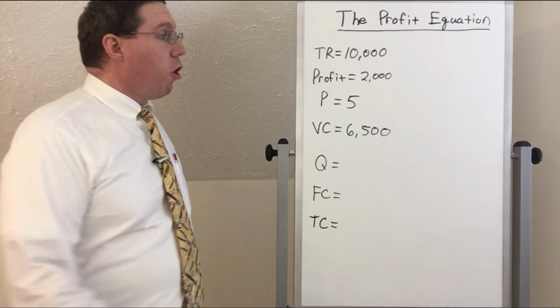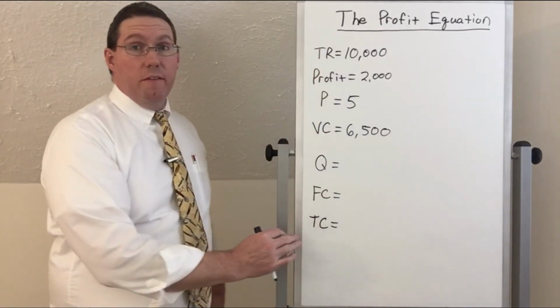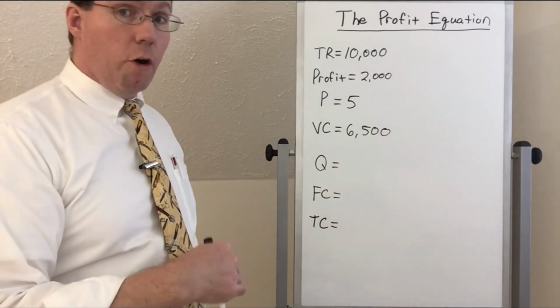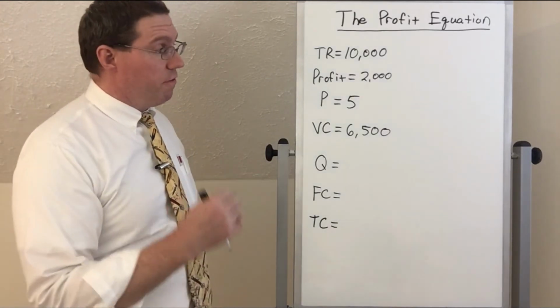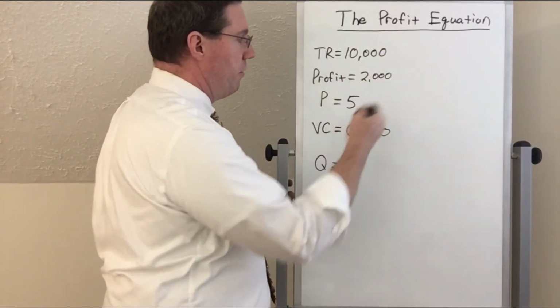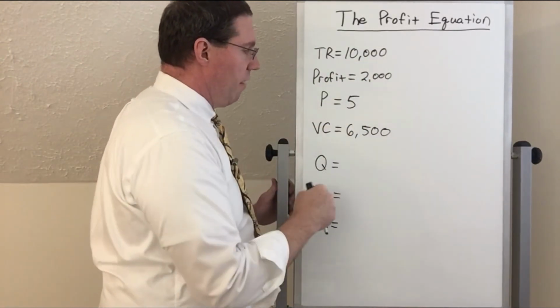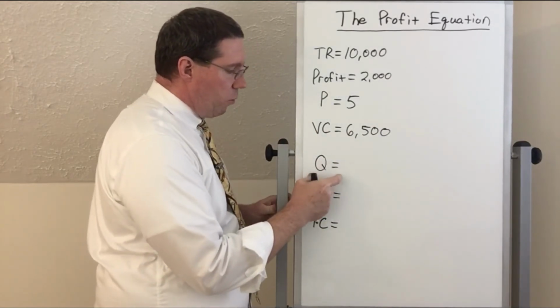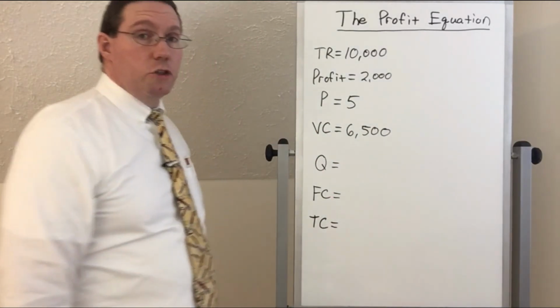All right, so now here are all 7 of the variables that we have learned so far. We have 12 variables that we're going to learn in this lesson. We've already learned 7 of them, so there are only 5 more to go. So let's say we're given total revenue $10,000, profit $2,000, price $5, and variable cost $6,500, and we want to identify quantity, fixed cost, and total cost.